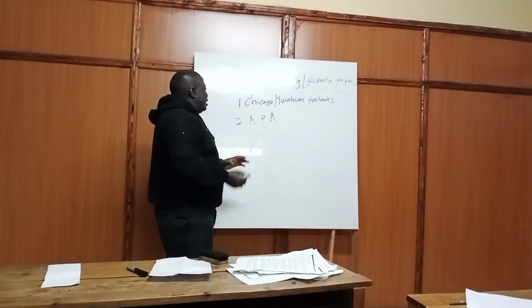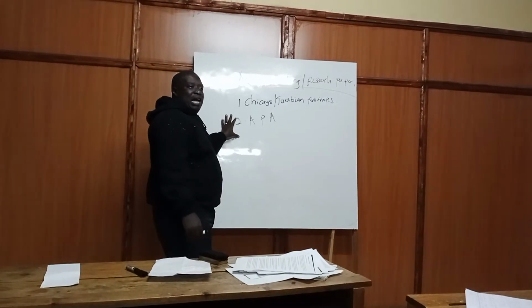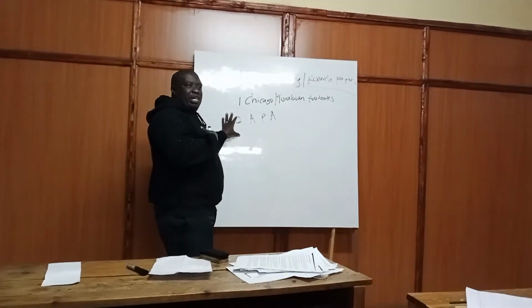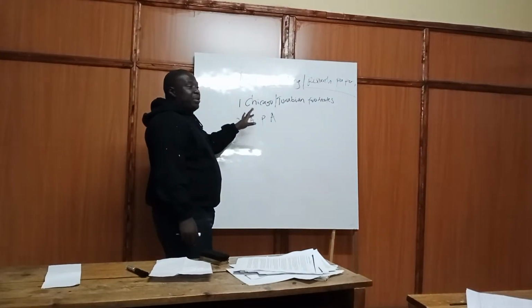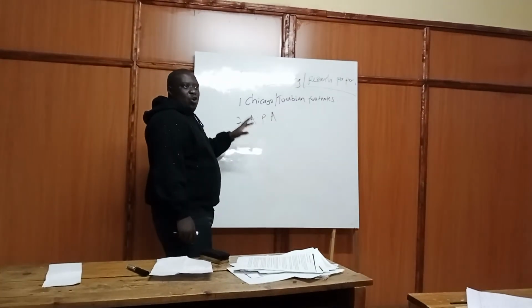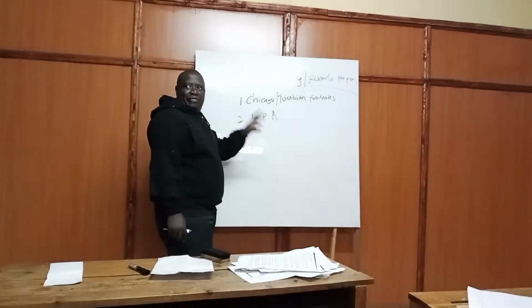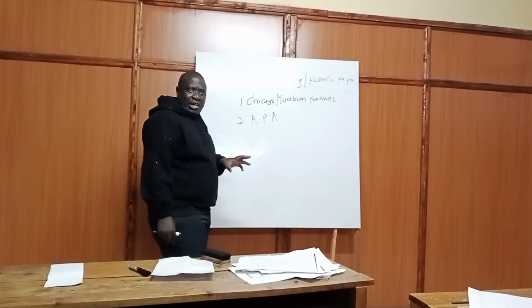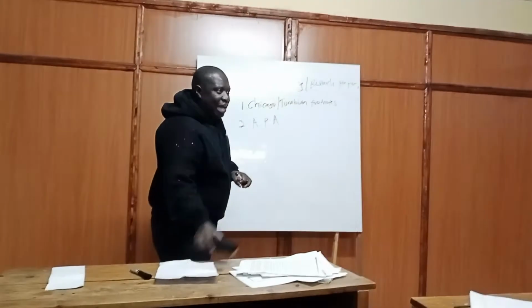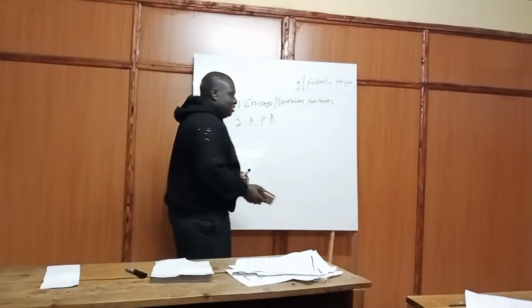I'm going to teach you both. For all the lecturers here, they will require APA. But for me, I'll require the Chicago Turabian footnotes. Why? They are the most difficult. My purpose here is to make your life difficult, not to make your life easy.